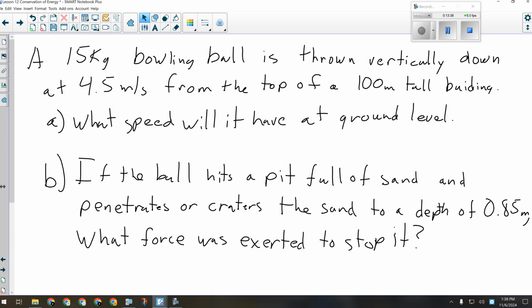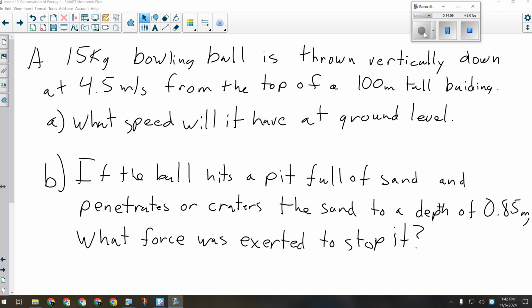At ground level, there is a sand pit. When the bowling ball hits the sand pit, the sand slows it down as it craters, or plows down into the sand, to a depth of 0.85 meters. I want you to tell me how much force was exerted by the sand in stopping the bowling ball. So this combines two concepts to do with energy.